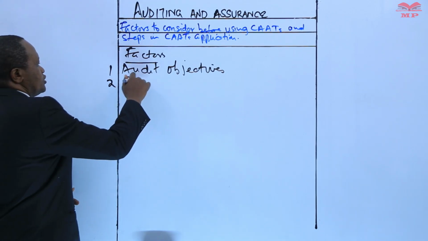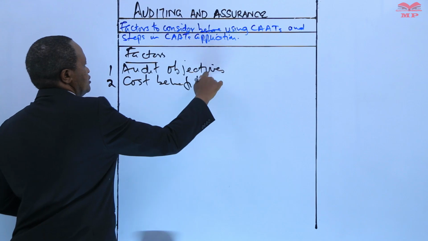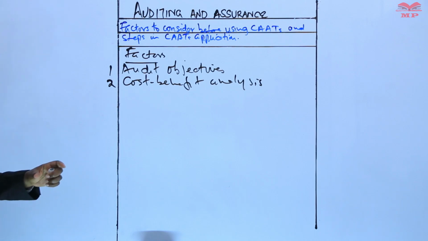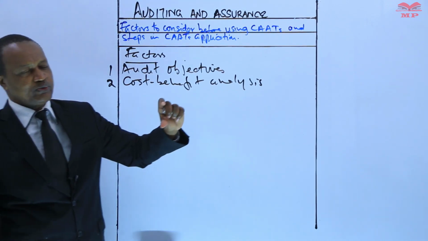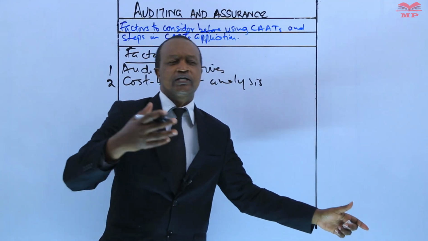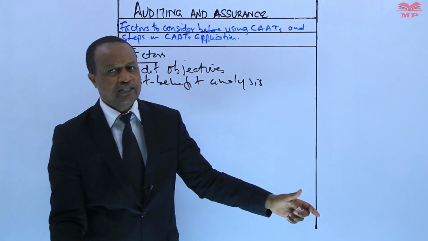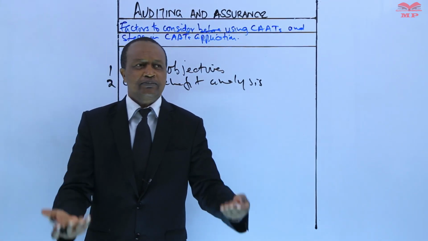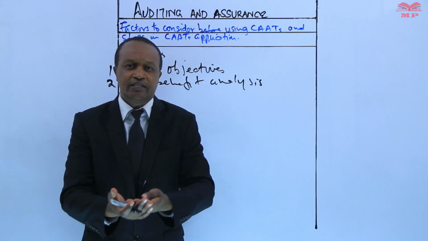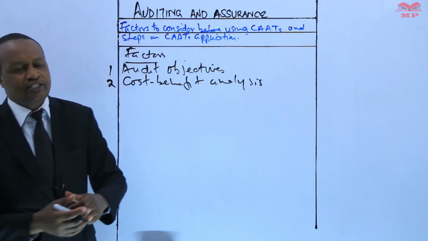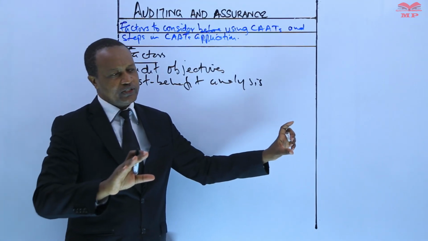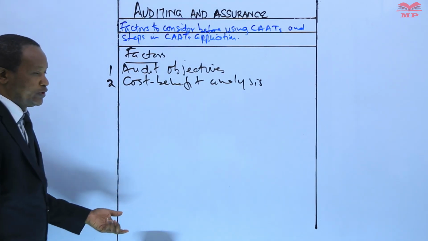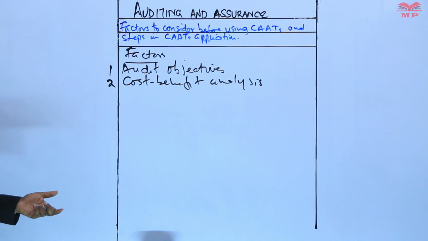Two, cost benefit analysis. Carry out cost benefit analysis. Evaluate the costs associated with the CAATS, including software acquisition, training, and implementation, against the potential benefits in terms of time savings, accuracy, expanded audit coverage, and so on. So have the costs associated with the software and the benefits that are expected to be generated from the use of the software. Cost benefit analysis.